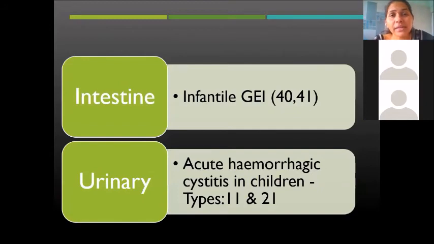When we speak about intestinal infections, it leads to infantile diarrhea. The strains are 40 and 41. In case of urinary tract infection, it leads to acute hemorrhagic cystitis in children, and the types are 11 and 21. So these are quite distant. That's how you can remember that something related to the bladder has earlier numbers, 11 and 21. And as you go to the intestine, the farther numbers 40 and 41 come into picture.